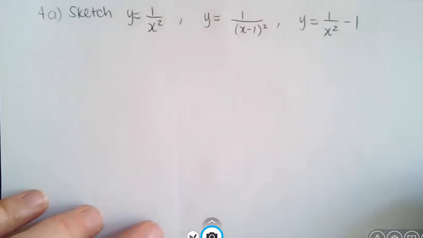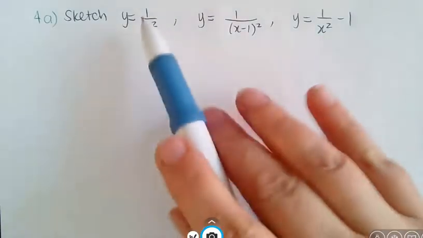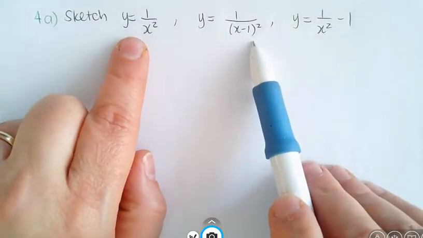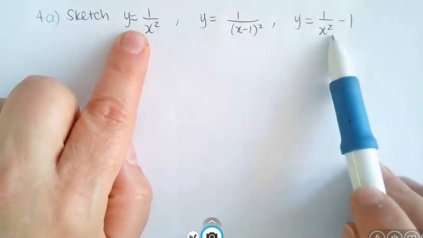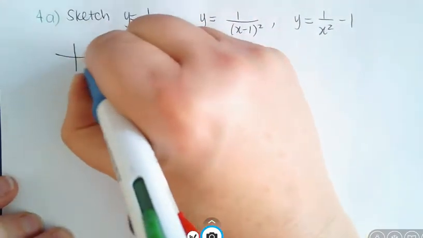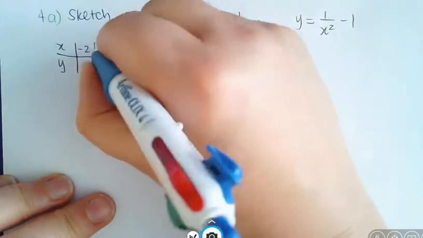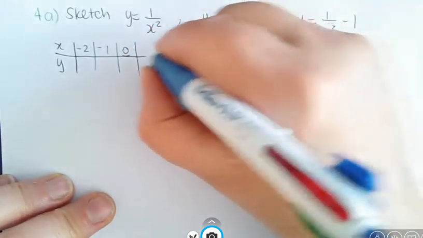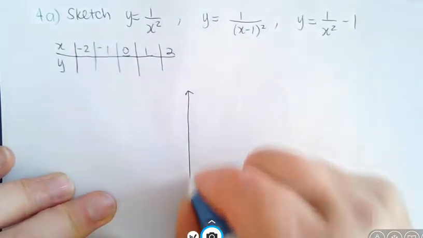Next: y equals 1 on x squared, y equals 1 on (x minus 1) squared, y equals 1 on x squared minus 1. The only one you have to know how to sketch is the first one, because once you can sketch this, what do you do to get that? Shift it 1 unit to the right. If you know how to sketch the first one, you just shift. So you only have to know how to sketch that. We've never done anything like that, so let's just substitute some values for x and y: negative 2, negative 1, 0, 1, 2. We start with that.